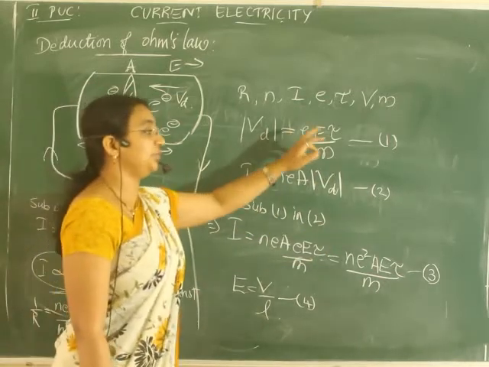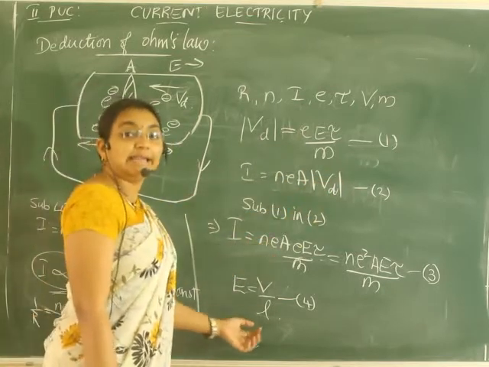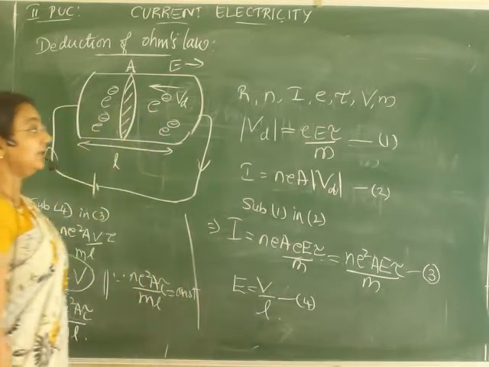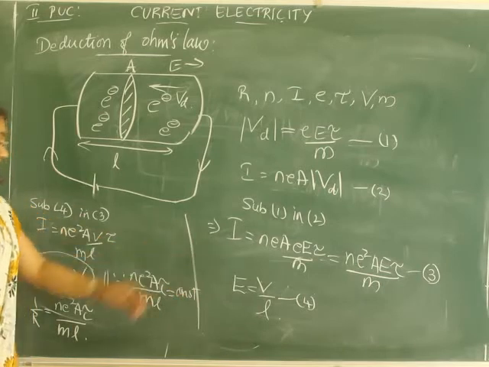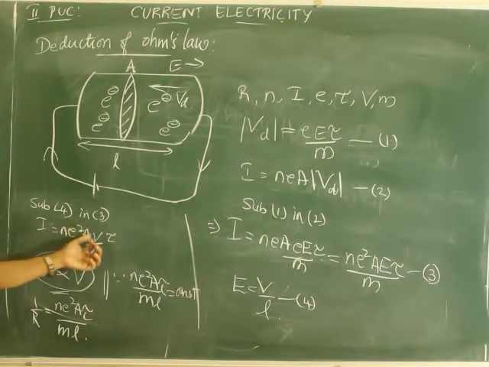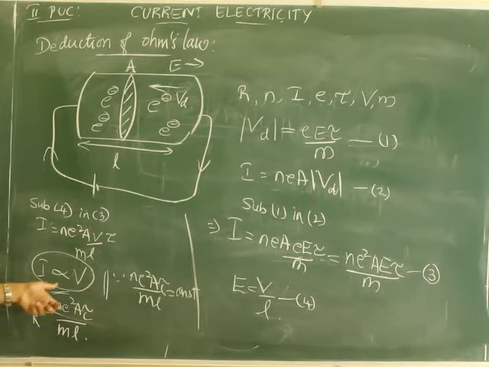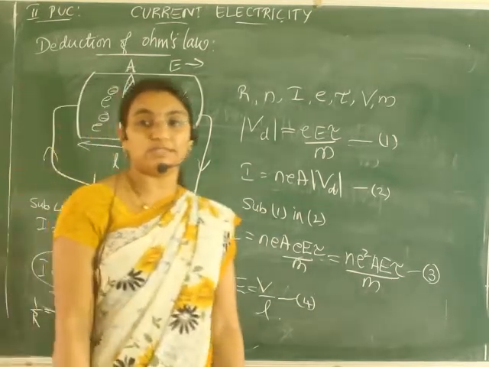I is equal to n e A Vd. So substitute 1 in 2. So we get this expression. We also know that E is equal to V by L. Substitute 4 in 3. We get I is equal to n e square A V tau by mL. But n e square A tau by mL is constant. Therefore I can say I is proportional to V. And this constant is equal to 1 by R. Hence we have deduced Ohm's law.